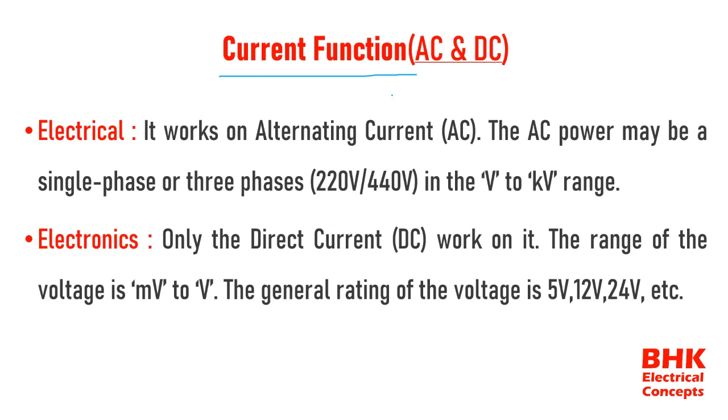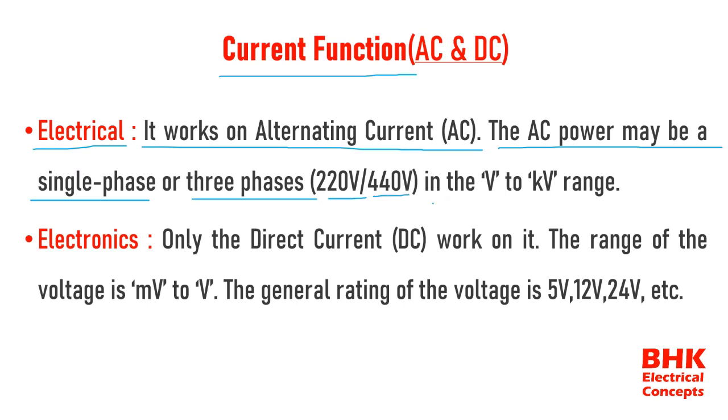Now coming to another thing, that is current function. Comparing AC and DC circuits in electrical and electronic systems, electrical systems work on alternating current. The AC power may be single phase or three phase. For example, 220 volts is single phase voltage and 440 volts is three phase, in the range of volts to kilovolts.